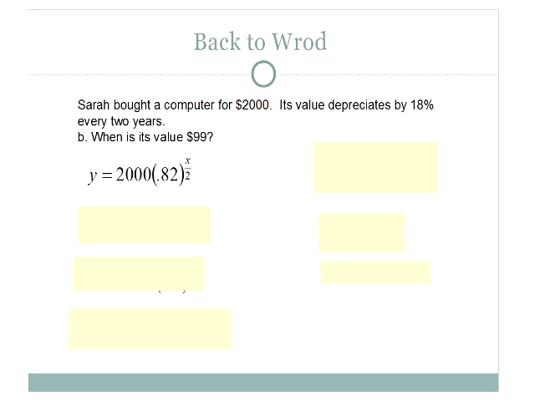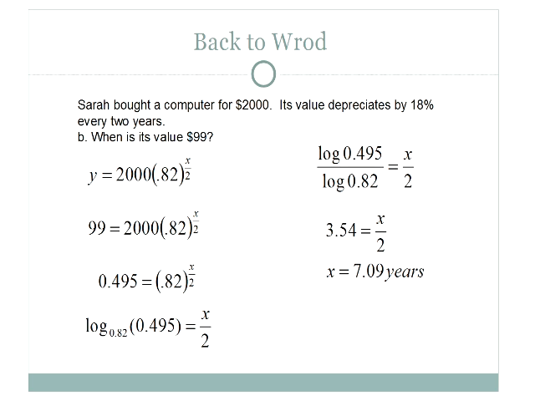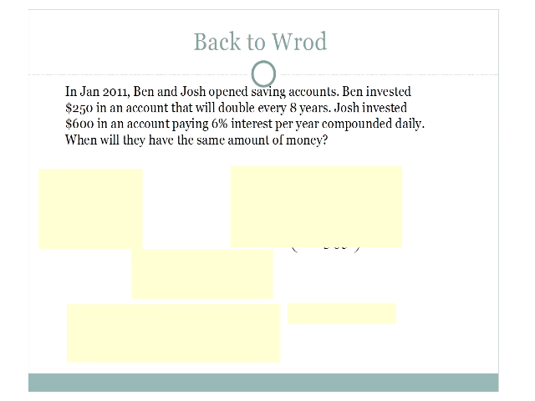So now we can ask question B, which says, when is the value of this computer $99? And so again, we have the exact same equation. We plug in y equals 99. This should be very straightforward now. I'm going to isolate the power. I can't get common bases, I'm not surprised. So I'm going to go into log form. I'm going to evaluate the logs, use the calculator, and then I'm going to multiply both sides by 2. So in 7.09 years, the computer would be worth $99.